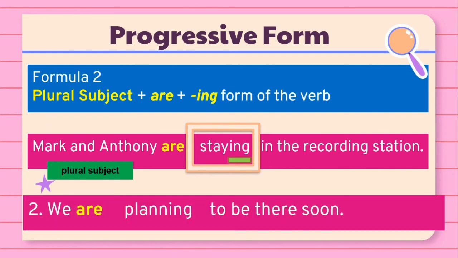Let's move on to the second one. Let's have this one. We are planning to be there soon. So here we have a plural subject. So that's why we are using are in our sentence. And then again, take note of the given formula. Your verb here should have ing. Okay? So that becomes planning.